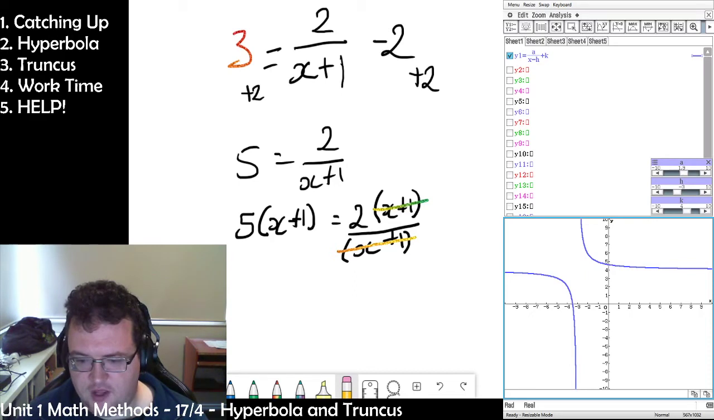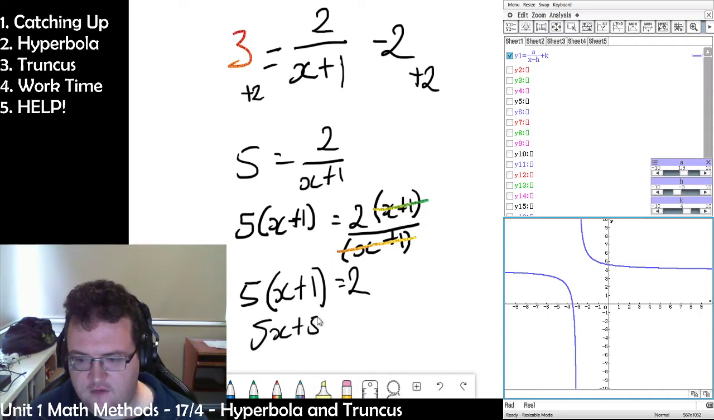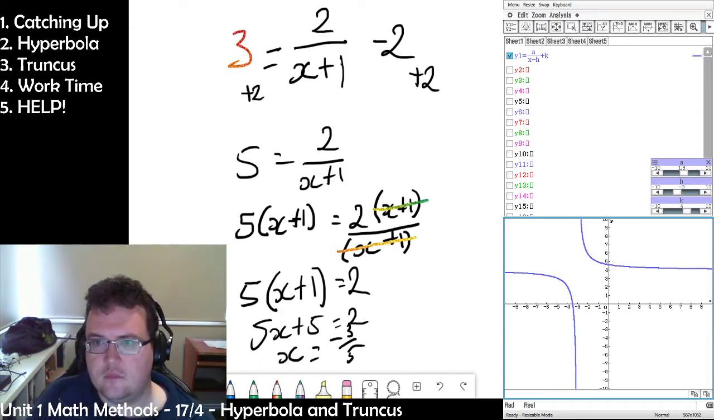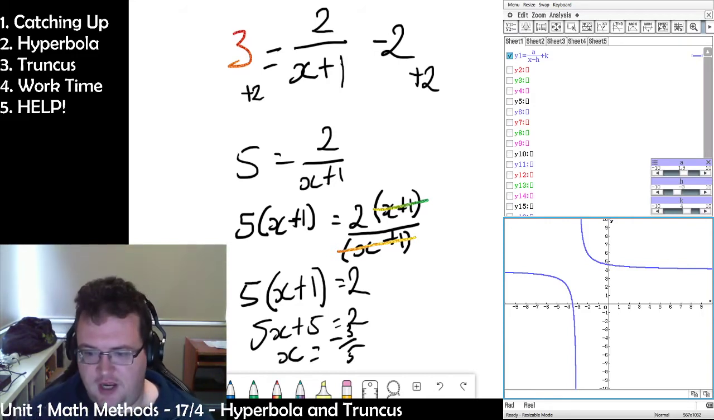Alright, and then I am left with the equation 5 times x plus 1 equals 2, which then I can very easily solve, expand. 5x plus 5 equals 2, x equals minus 3 over 5. So obviously I minus 5 from both sides to get minus 3 and then divide by the 5. Alright. Again, this will go up on YouTube if we need it.